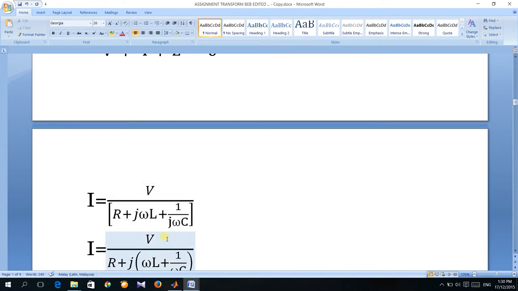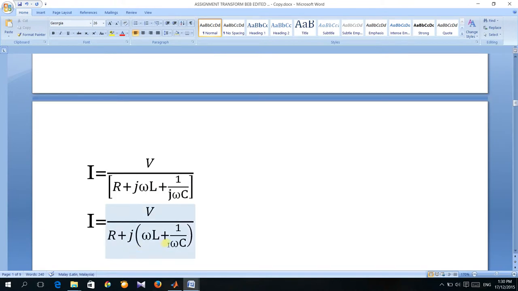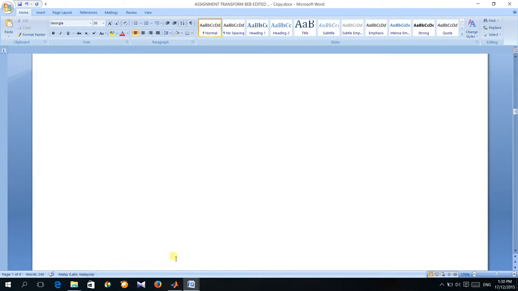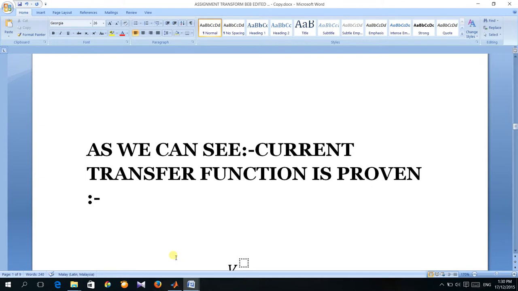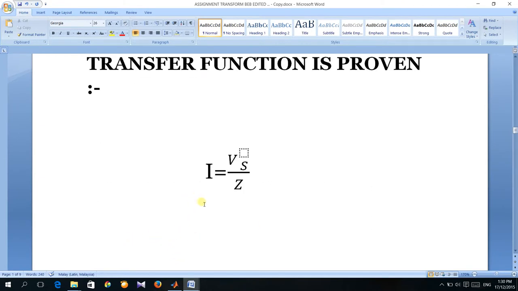I is equal to V over in bracket R plus j omega L plus 1 over j omega C. I is equal to V over R plus j in bracket omega L plus 1 over omega C. As we can see there, the current transfer function is proven. I is equal to Vs over V0.